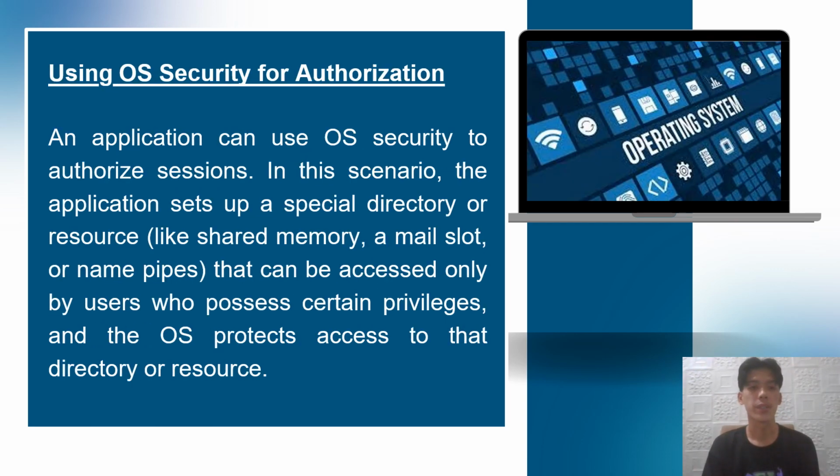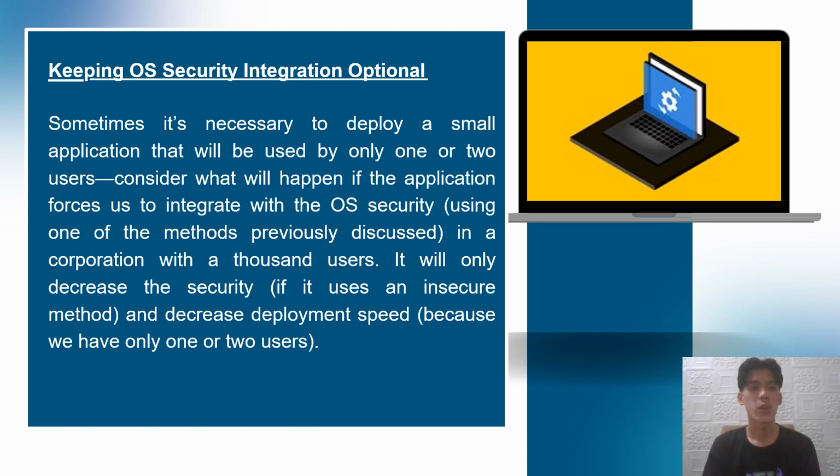Using OS security for authorization. An application can use OS security authorizations. In this scenario, the application sets up a special directory or resource like shared memory, a mail slot, or named pipes that can be accessed only by users who possess certain privileges, and the OS protects access to that directory or resource. Keeping OS security integration optional.